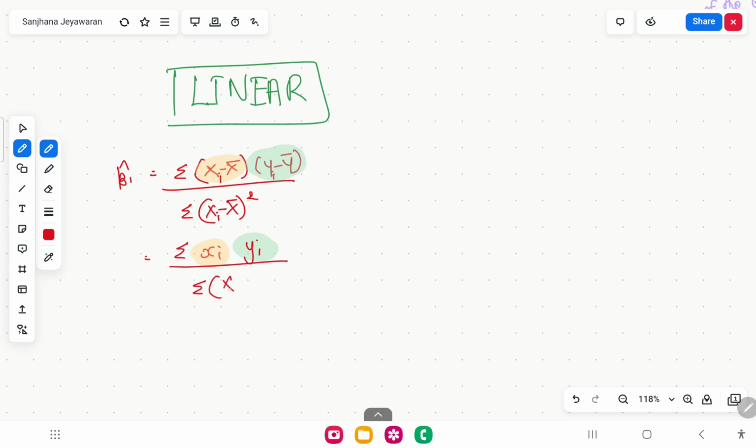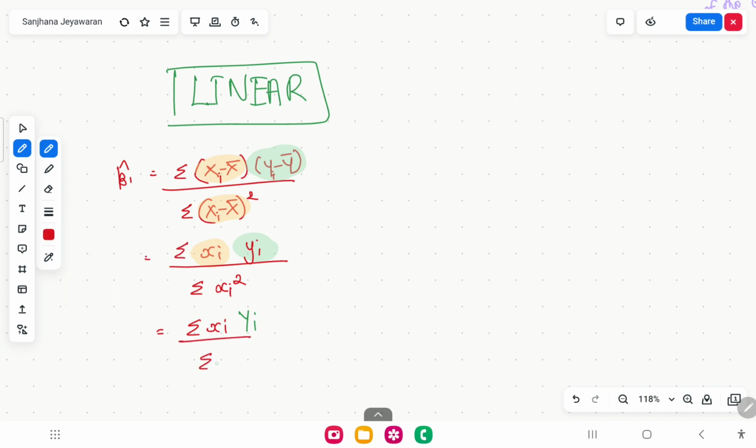Divided by, can I simplify? Yes, in the denominator also I can write it as simply xi square now. So it will be xi square. Now because of some magic, this becomes sigma xi, this simple yi becomes capital Yi. Magic, guys, magic.